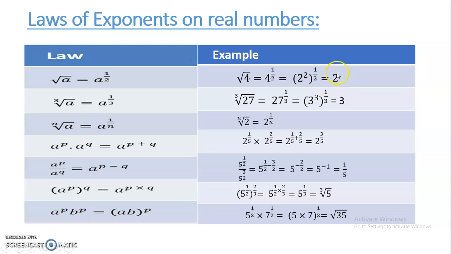Now the second one says the radical sign means this is the cube root. There is a 3 written over here, that means it is the cube root.